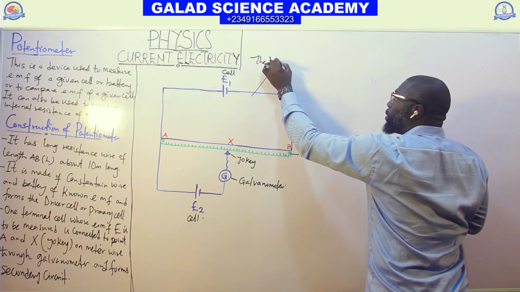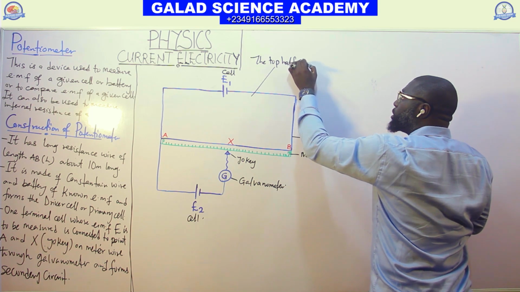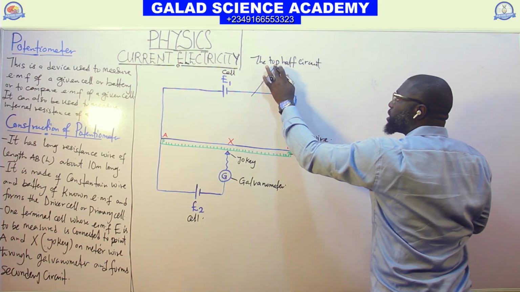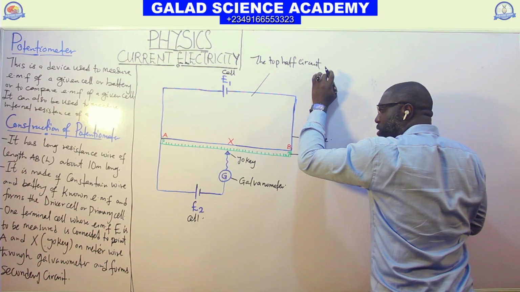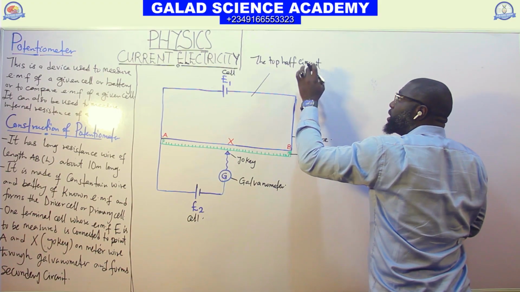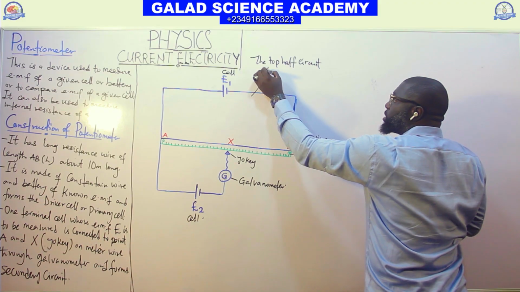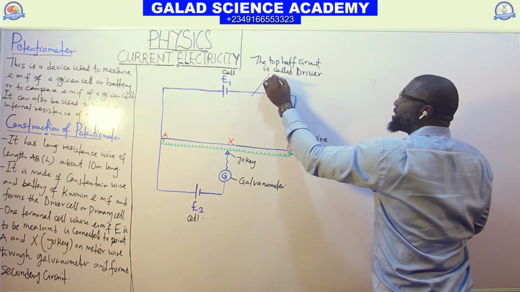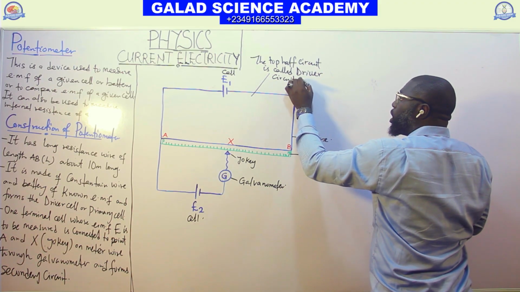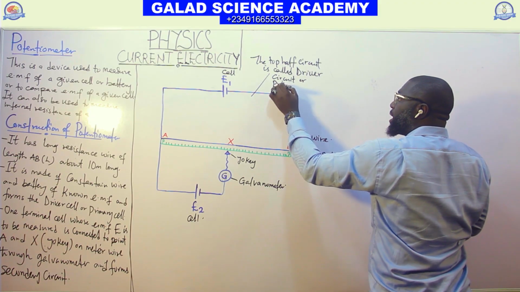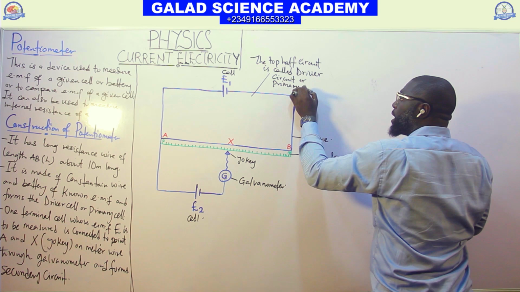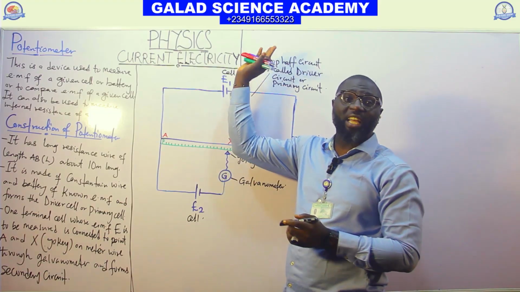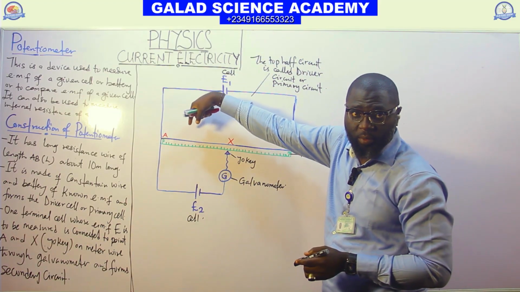The top half circuit is called the driver circuit or primary circuit. So everything on top here is the driver circuit, the one that supplies current to this.